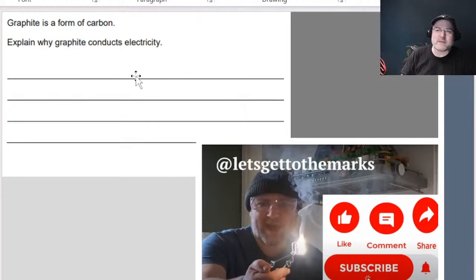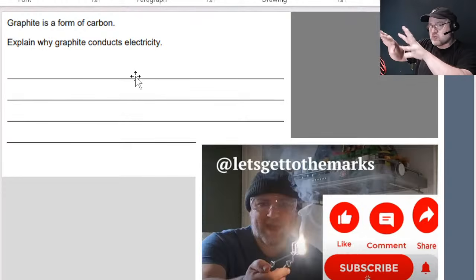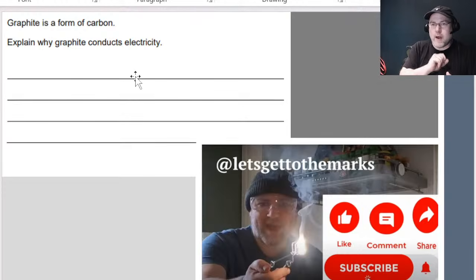Graphite's a form of carbon. Explain why graphite conducts electricity. What can we say, peeps? It has delocalized electrons that carry charge through the structure. Now, why? They're the 2 marks. Third mark, why does it have delocalized electrons? Uniquely for graphite, don't say this for metals, but for graphite, each carbon is only bonded to 3 others, unlike diamond, which each one is bonded to 4, so there's no spare electrons.